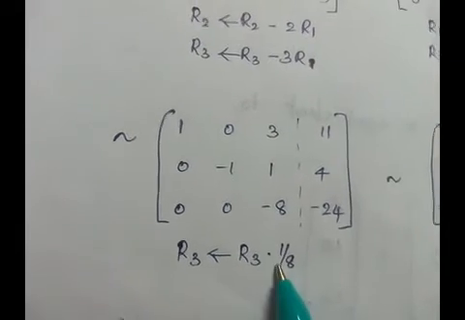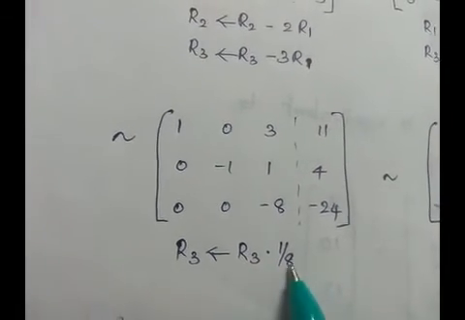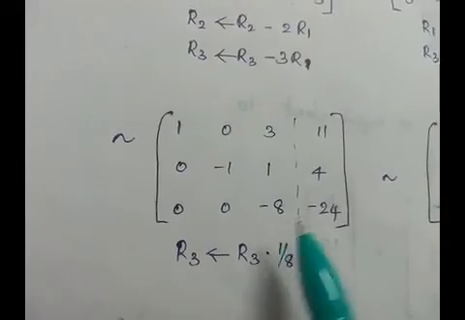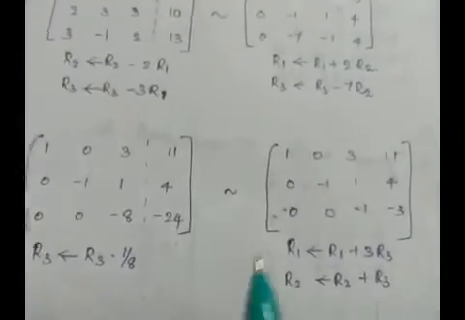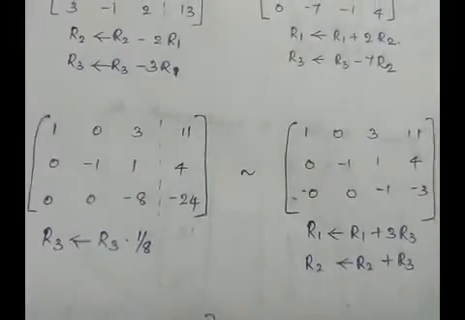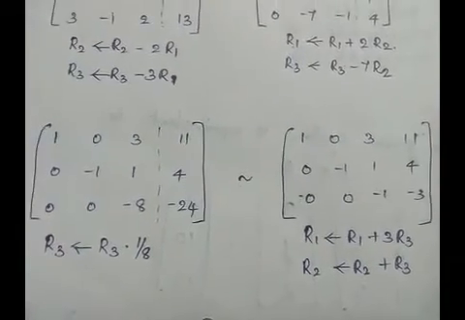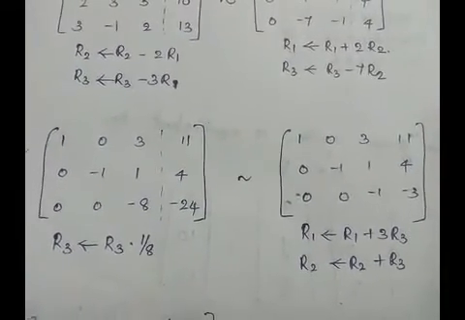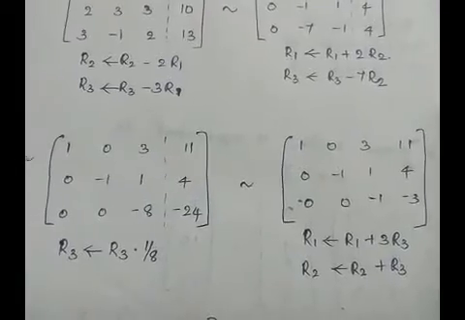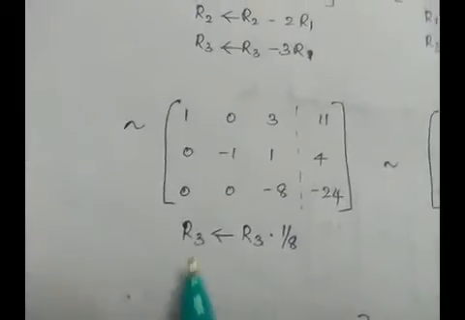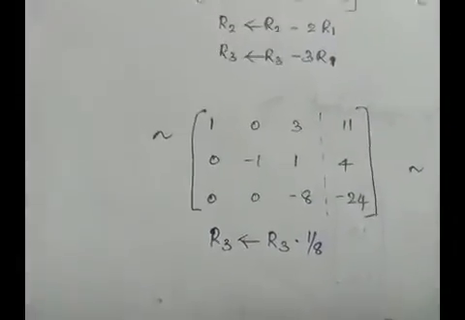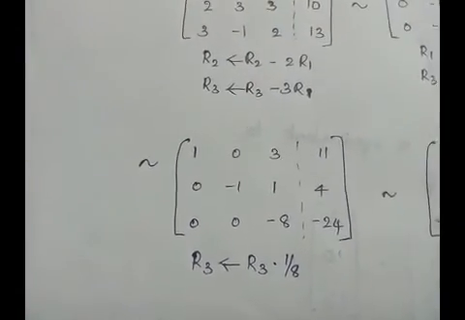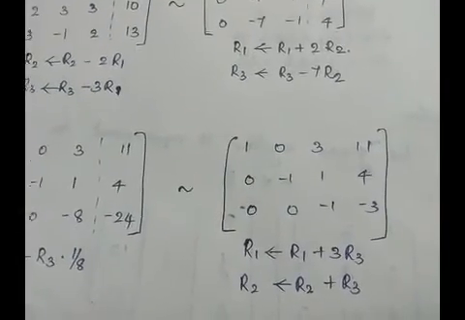R3 becomes R3 into 1 by 8, which means we are dividing R3 by 8. So by doing that, I'll get the third row like this. That is, I get the values as minus 1 and minus 3 instead of minus 8 and minus 24. Now it will be easy for me to write the row operations for row 1 and row 2. So this step is not compulsory. If you want, you can just reduce the values by dividing with a common factor. Okay. Now I have done it and I have got the values like this.